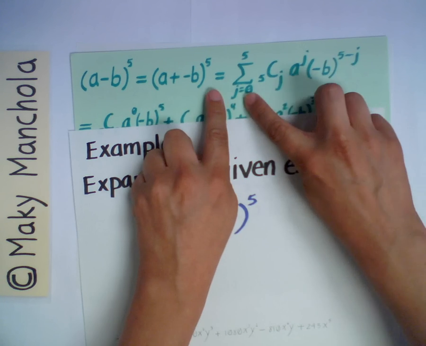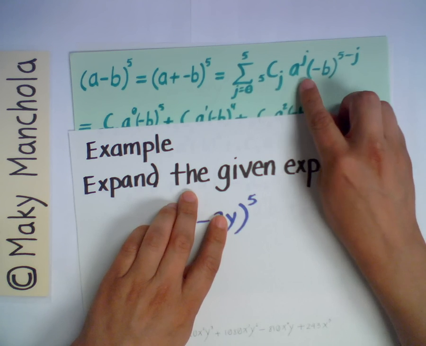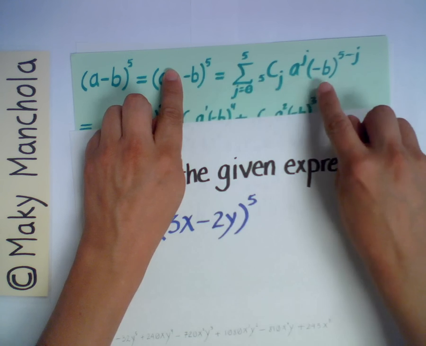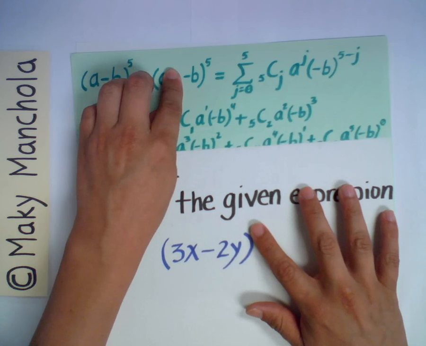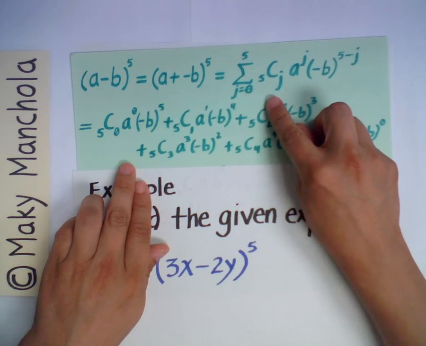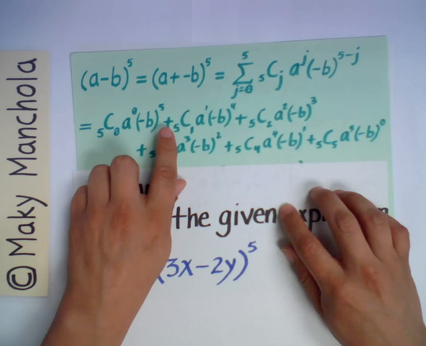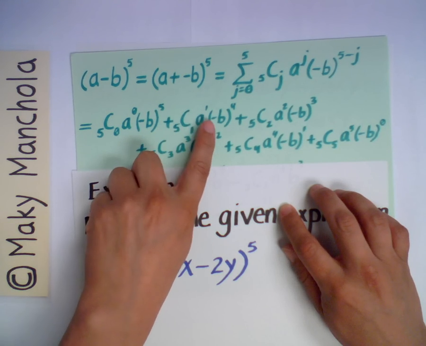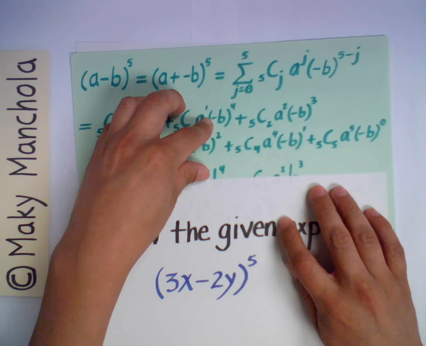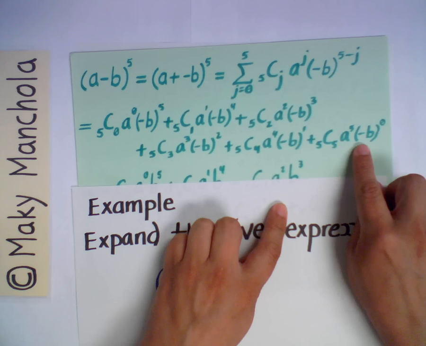So you have the sum from j equals 0 to 5, 5 choose j, a to the j, and then the part you're going to raise to the 5 minus j is negative b to the 5 minus j. Written explicitly, you get 5 choose 0, a to the 0, negative b to the 5, plus 5 choose 1, a to the 1, negative b to the 4th, plus 5 choose 2, a squared, negative b to the 3rd, and so on up until the last term, which is 5 choose 5, a to the 5th, negative b to the 0.